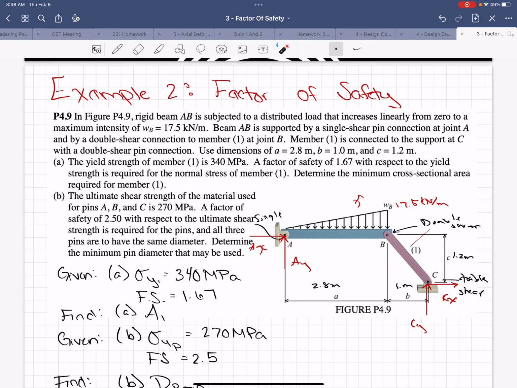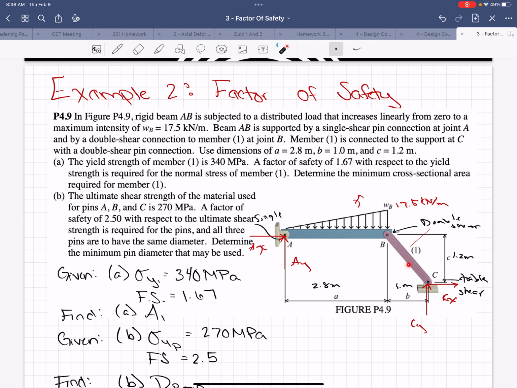F1 is a 2-force member. And then we have member 1 is then connected at support C, which also has a double shear pin connection. And then it gives us dimensions. So let's start with part A.